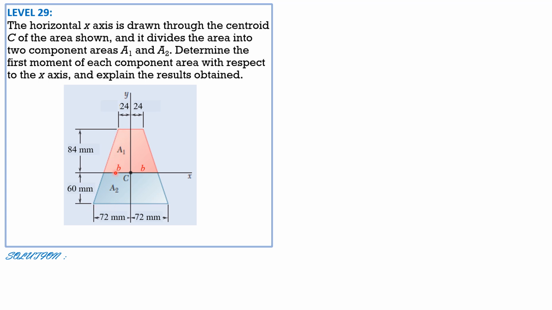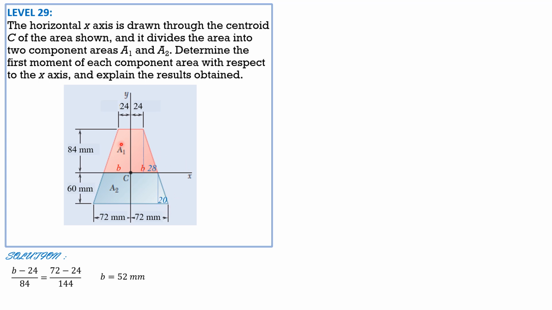Then by similar triangles, we have similar triangles here, this big triangle and this small triangle here. So the dimension of this small triangle is B minus 24. So B minus 24 is to 84 as 72 minus 24 is to 84 plus 60, which is 144. Solving for B, B is 52 mm. So if B is 52 mm, this base of the right triangle is 52 minus 24, so 28 mm as shown. And for this triangle here, 72 minus 52, so 20 mm.